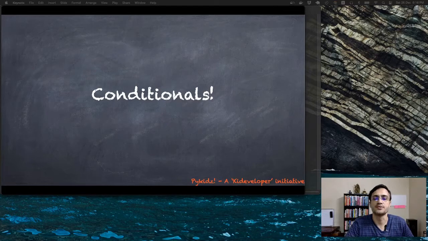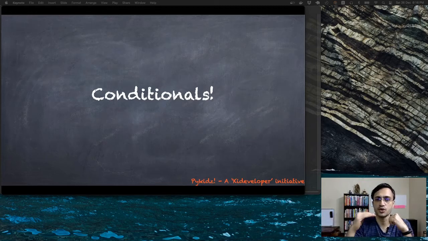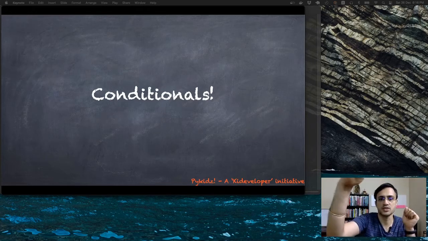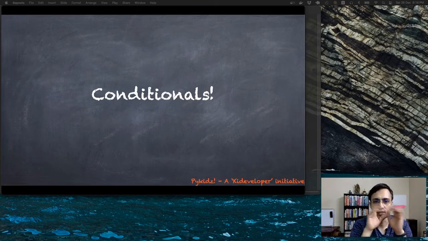Okay, conditionals. Till now what we have seen is we have written programs which execute one after the other. Sequential execution. Execution is another word for running a program. So it executes the first statement, the second statement, the third statement, the fourth statement. A statement is nothing but a meaningful line of Python code. So we have seen sequential execution of Python statements.